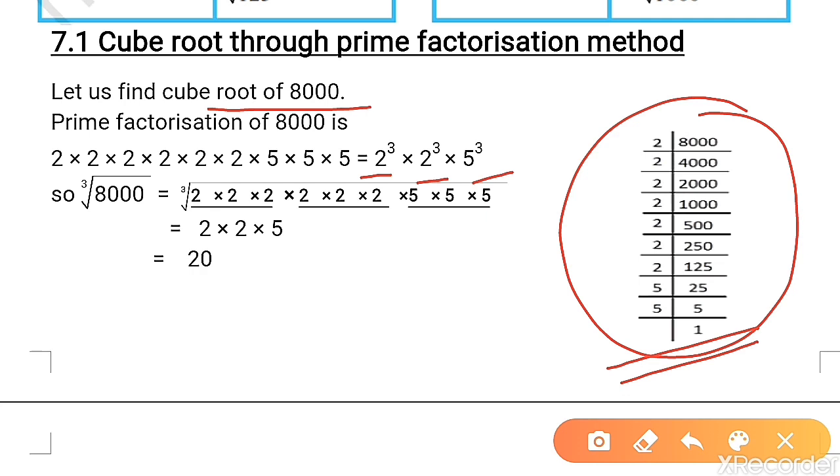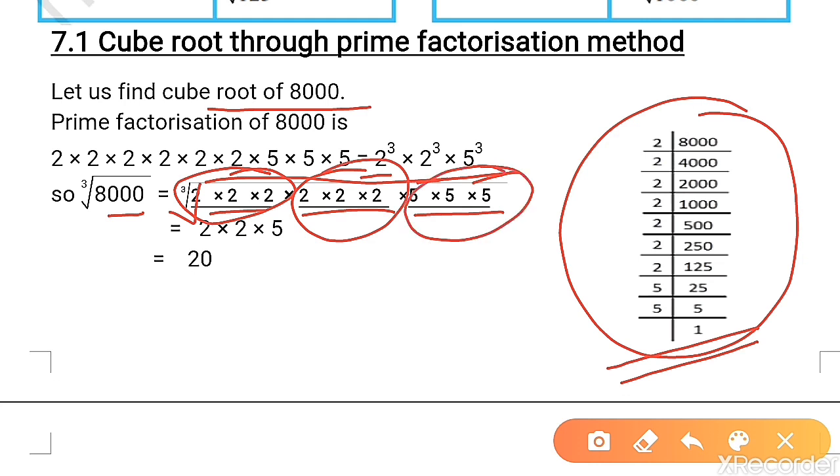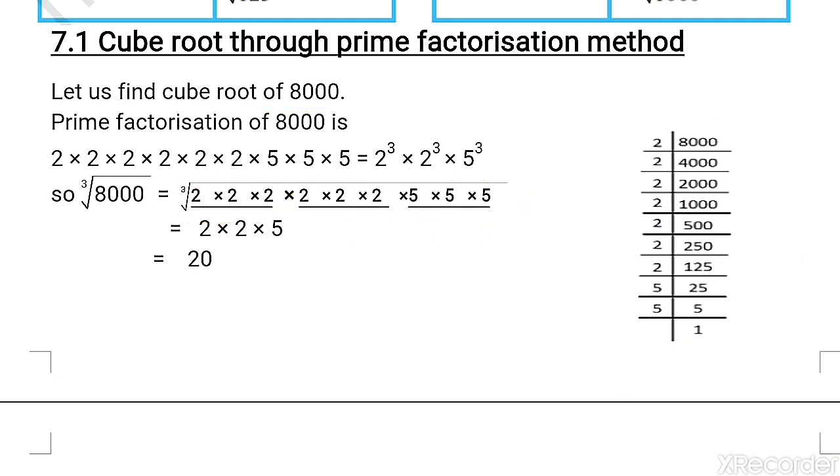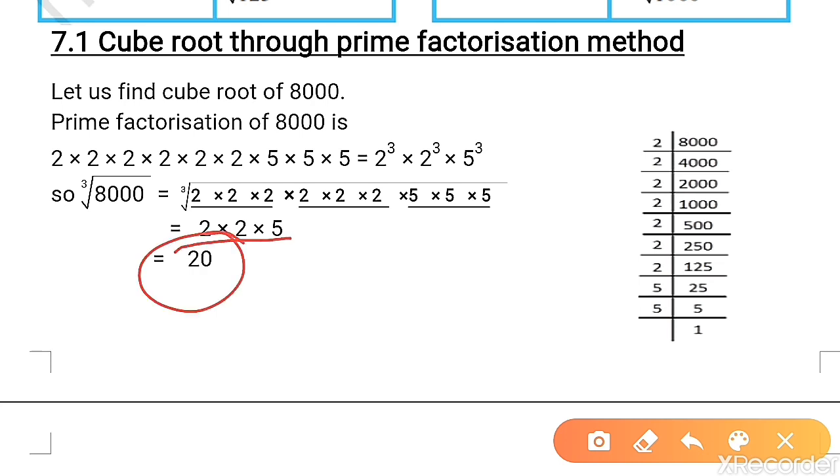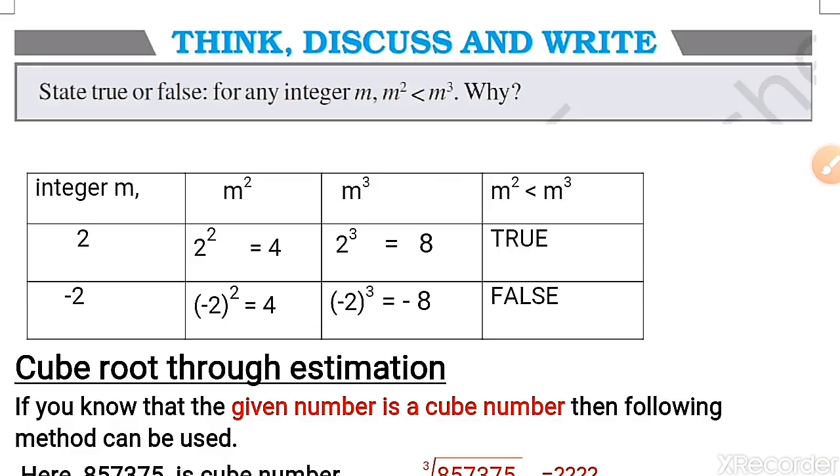So all we have to do is write 8000 as the cube root of this. Now we will pair the elements in groups of 3. Taking one element from each group, we get 2 from this group, 2 from this group and 5 from this group. So we get 2 cross 2 cross 5, that is 20. So we can say the cube root of 8000 is 20, or the cube of 20 is 8000.